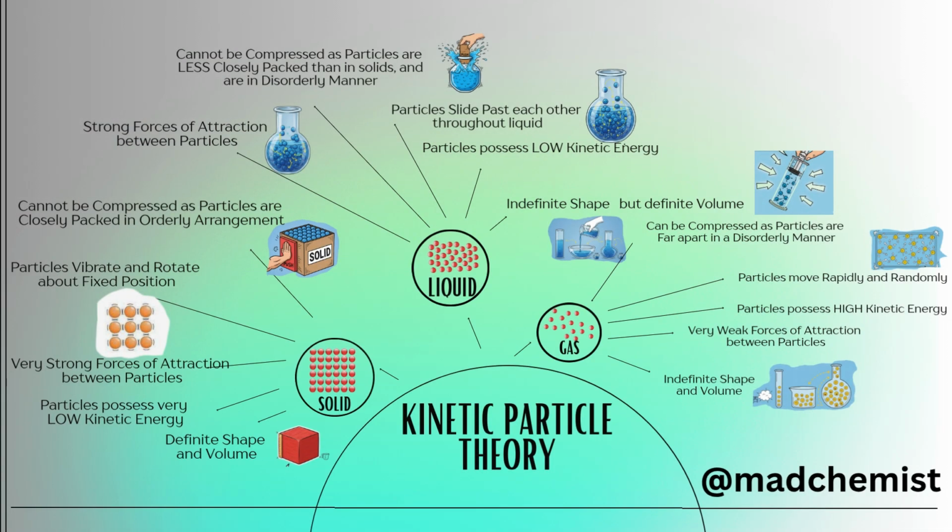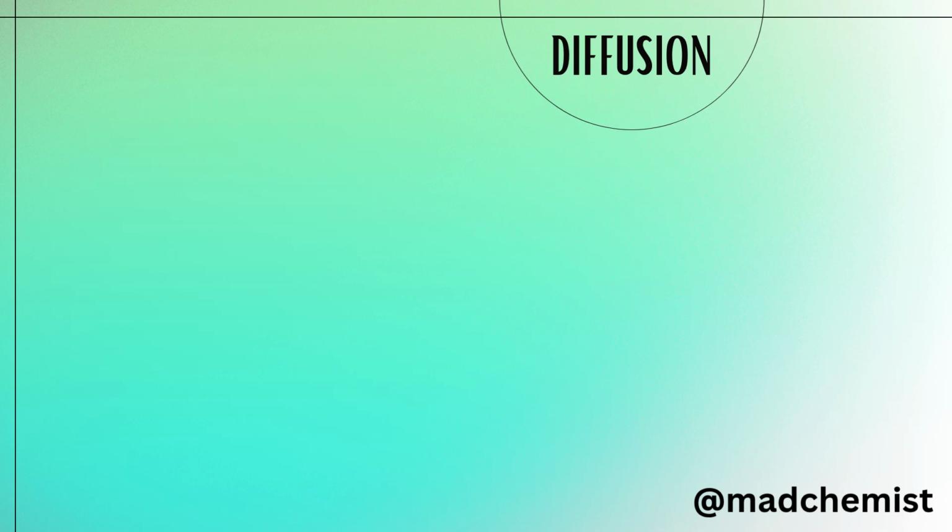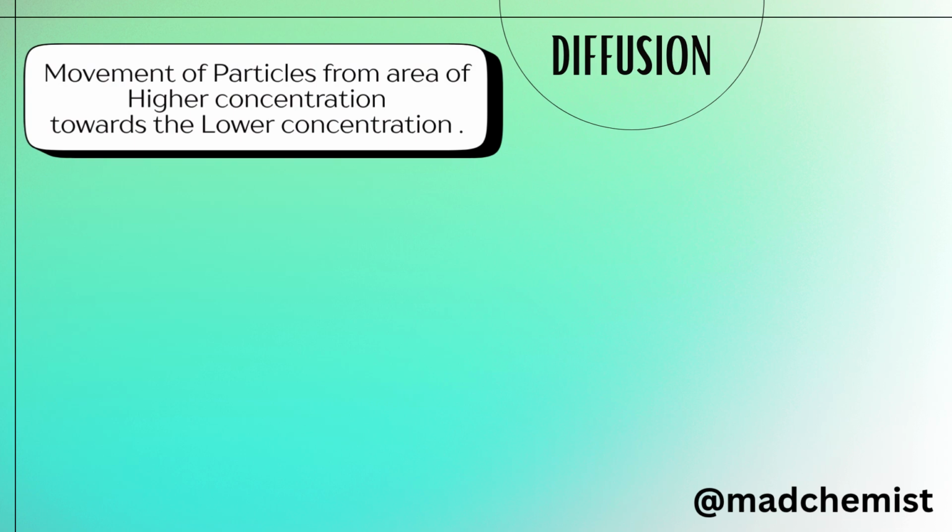So this is what we discussed in the first part of the lecture, the properties of states of matter with respect to kinetic particle theory. Let's move to the second thing related to the states of matter, the behavior shown by matter, which is termed diffusion. What is diffusion? Diffusion is basically the movement of particles from an area of high concentration towards an area of low concentration. Particles move from the high area towards the low area where these particles are less in number.